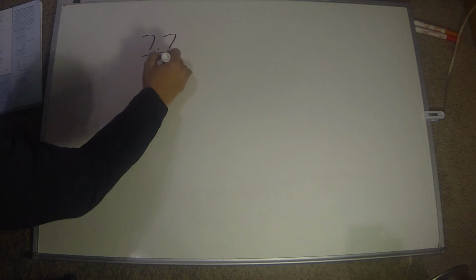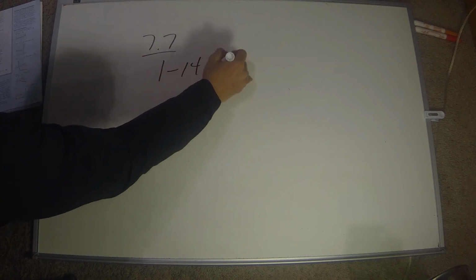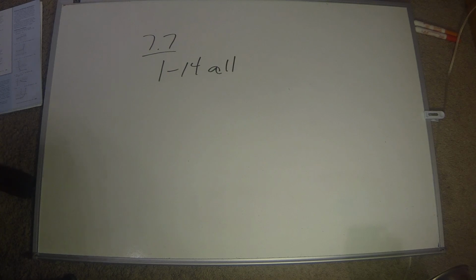Okay, so this section, 7.7, you're going to do 1 through 14 all. Please email me with any questions you may have. If you get confused with the graphing, with trying to find out the domain and range, just give me an email or text, however you normally contact me, and I will try to work it out in a little more detail for you. Thank you.